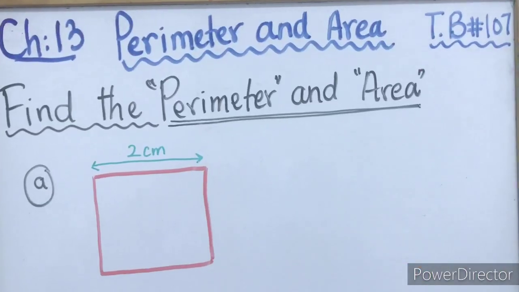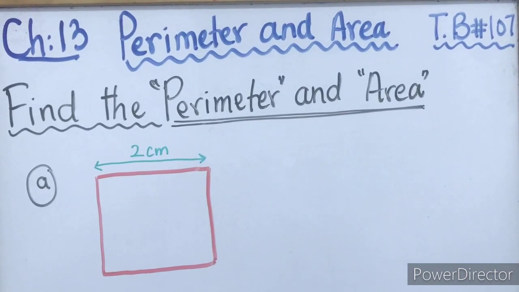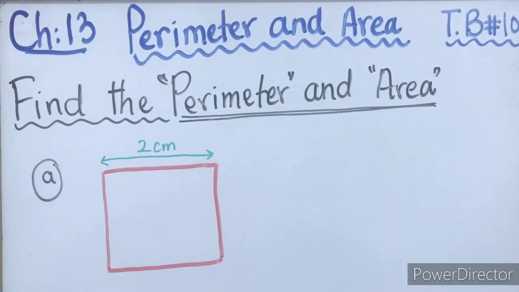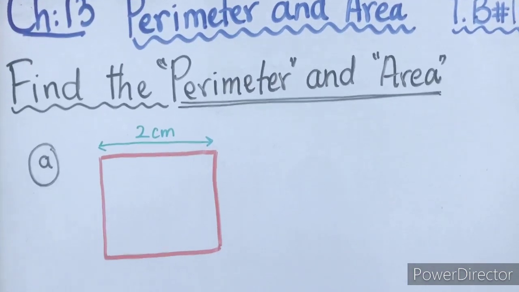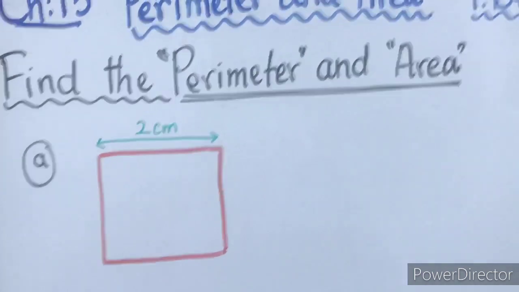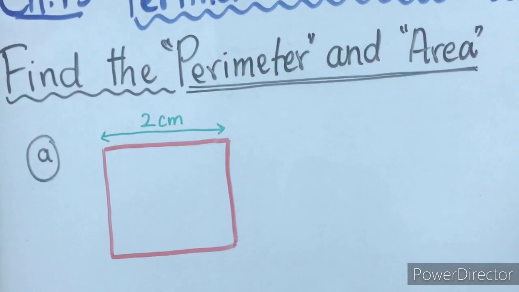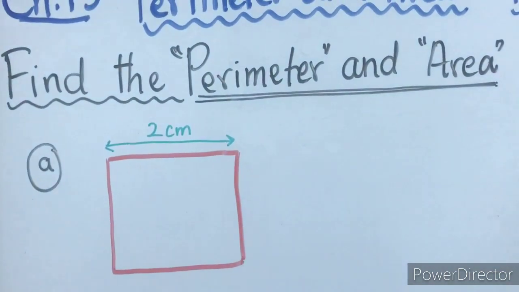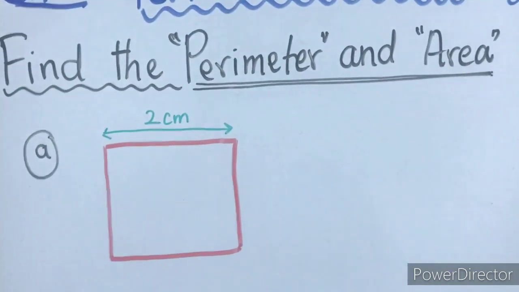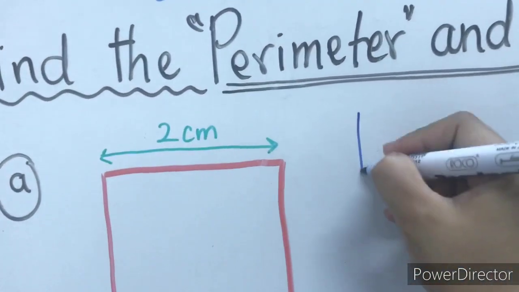So students, chapter 13, perimeter and area, textbook page number 107. Question number 1 is, find the perimeter and area of the following squares. Question A is given, one square is given to you and they are telling you one length. The length of this square is 2 centimeter. Let's find out the perimeter.